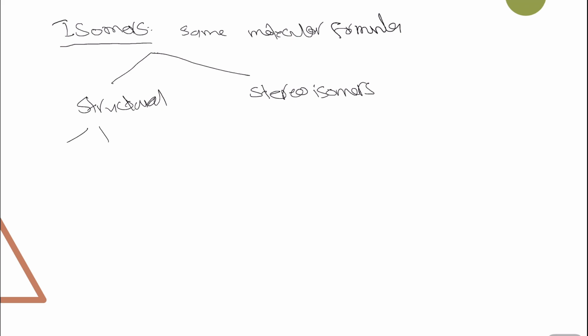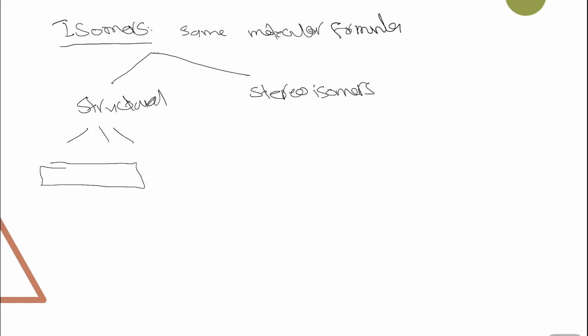Structural isomers, there were three types. I don't want to talk about them now because we already covered that before, but they are different compounds which have different structures. Stereoisomers are compounds which have the exact same structure, but the arrangement of the groups in space is different.